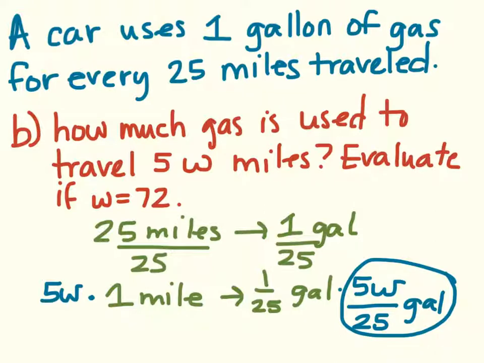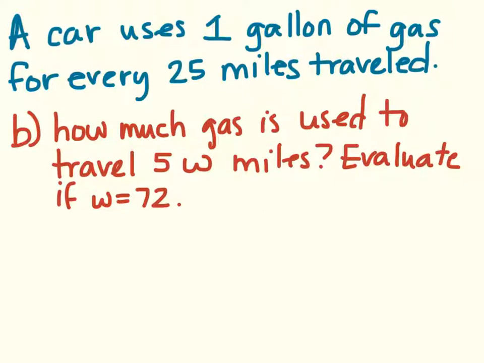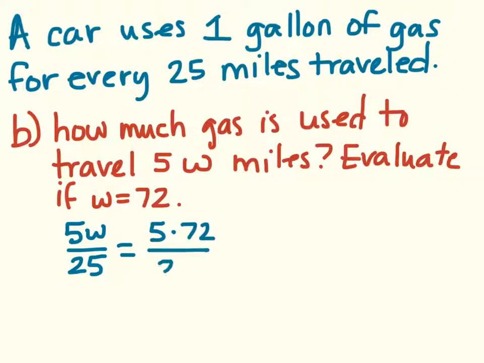So next step, we need to evaluate if W equals 72. Excuse me just a second while I clear some space for us so we can do that. Okay, so to refresh, in 5W miles, we used 5W over 25 gallons of gas. Now we simply need to substitute in 72. So this becomes 5 times 72 over 25. And let's go ahead and multiply and then divide.